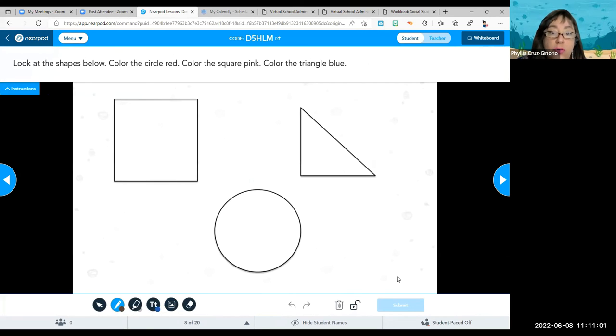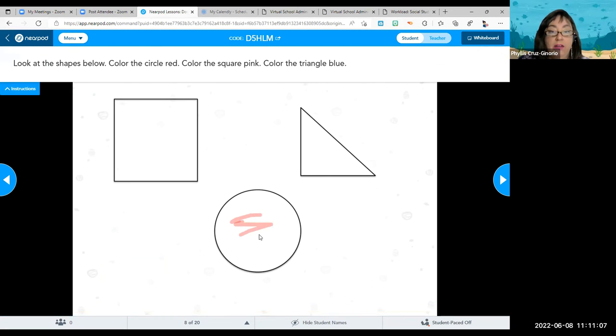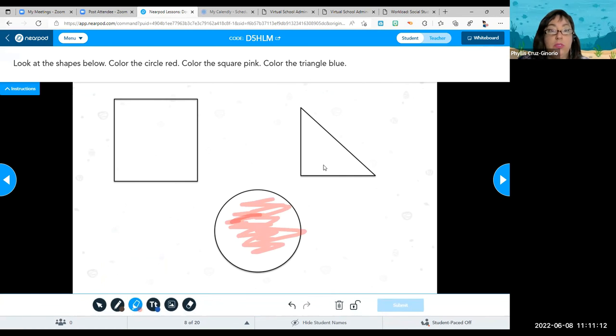Color the circle red. Oh, goodness gracious. Okay, let's go as fast as we can. Color a circle red. Red circle. Color the square pink. Which one's the square? Do you know which one the square is?